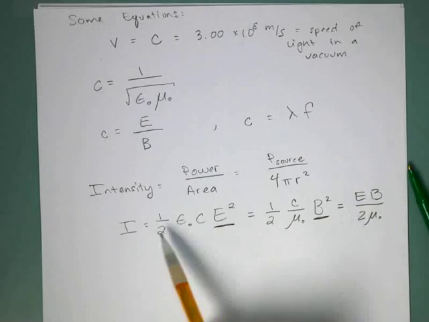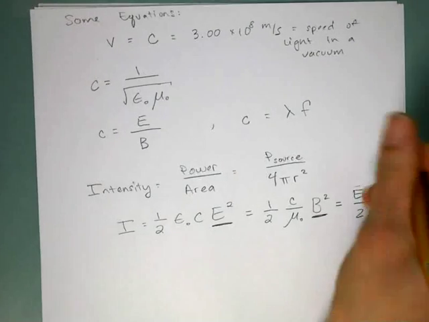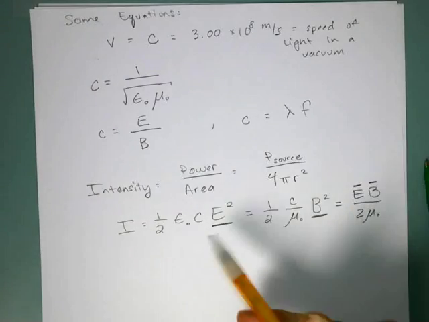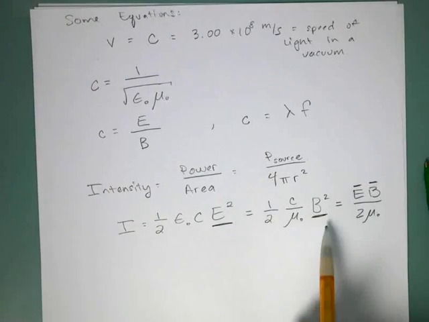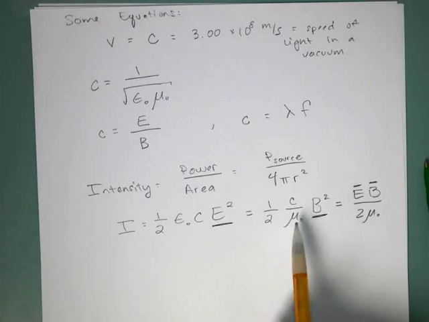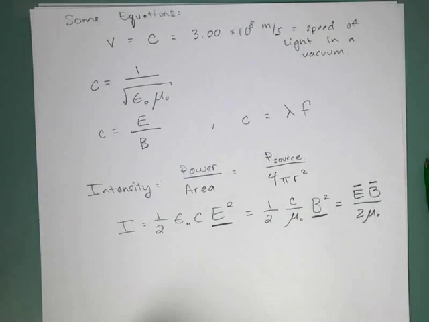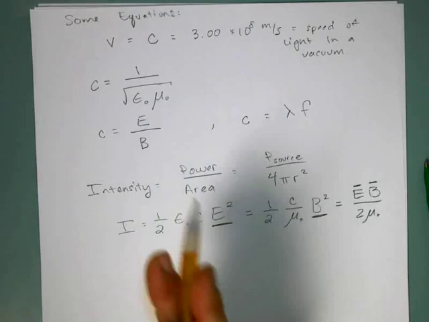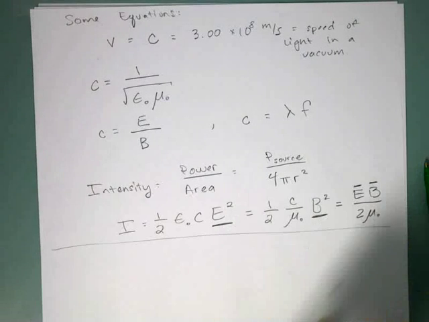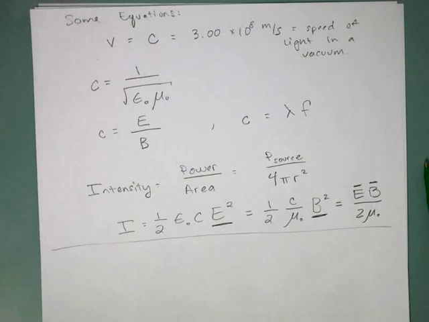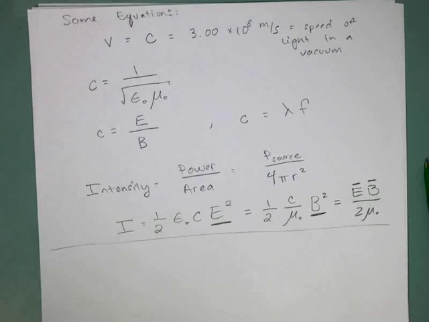And you could also write this as having both an E and a B in it. E times B over 2 mu naught. Any of those will work and get you there. And I think the important thing here is that both of these have constants, but they depend on the square of either the magnetic or the electric field together.